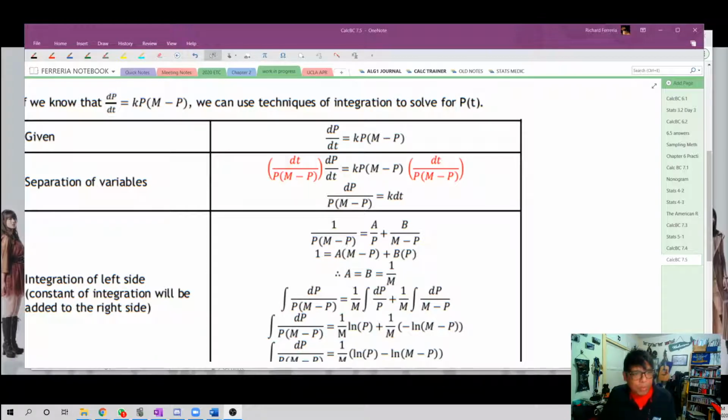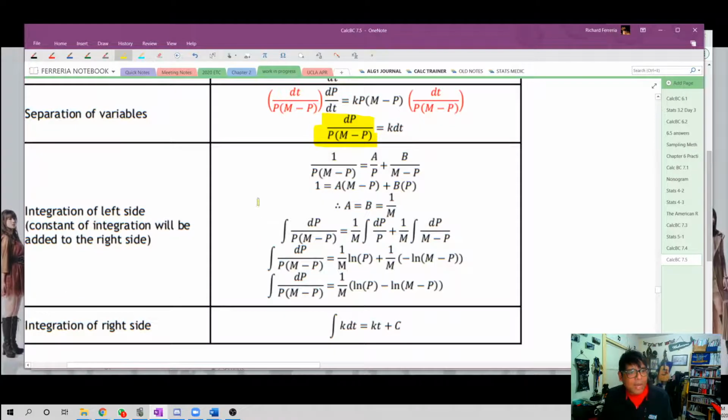Okay, we're going to now just take a look at the integration of just this part right here. What is the integration of this? Because this is the more intense of the two. Now, 1 over p(m minus p), we can break that up into partial fractions. And if you do the partial fraction work, you get that a and b are the same thing. They're both equal to 1 over m.